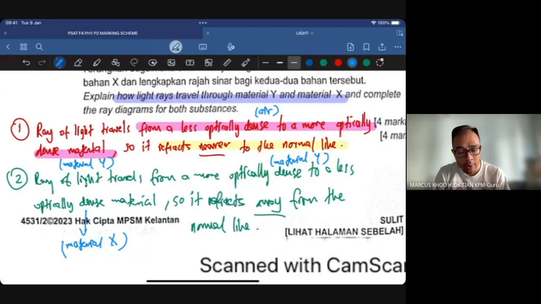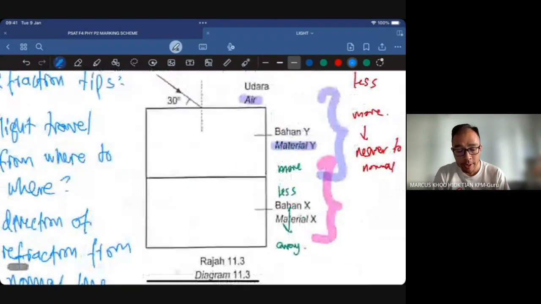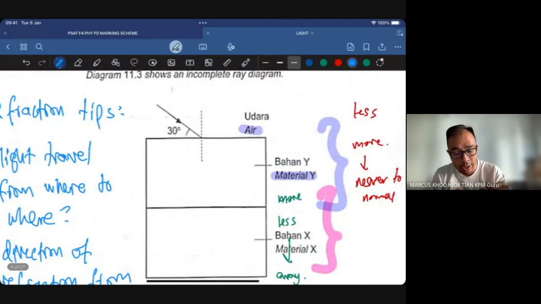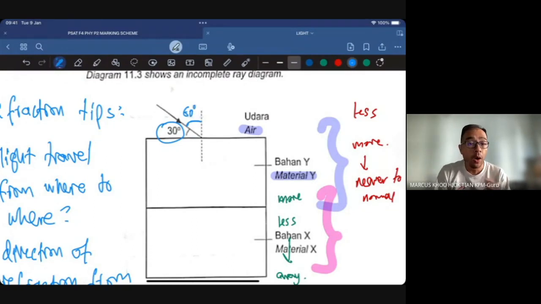Okay, now when you have this in mind, then you can draw. Remember, this 30 is not the incident angle. The incident angle is this, it's 60. Do we calculate the refracted angle since we know the refractive index? You don't have to, because it is not given in the question. But if you have extra time, why not? You don't have to.